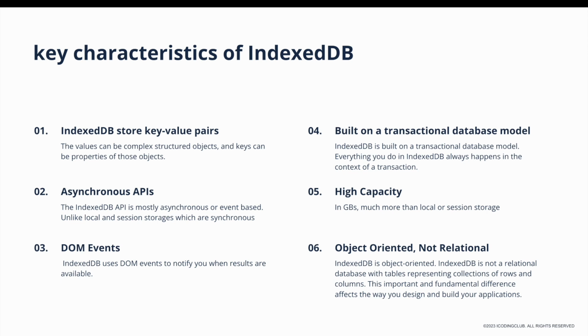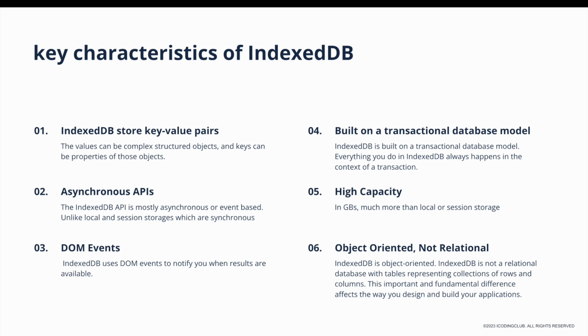The fourth point is that it is based on the transactional database model. We already covered it in a decent way, so let's skip to the next point. Fifth is high capacity, which I was talking about. You can store data in the GBs. In Chrome and Chromium browsers, you can acquire almost 60% of your machine's disk space. That is the laptop or desktop on which you are working, which is huge, 250, 300 GB, and so on in that range.